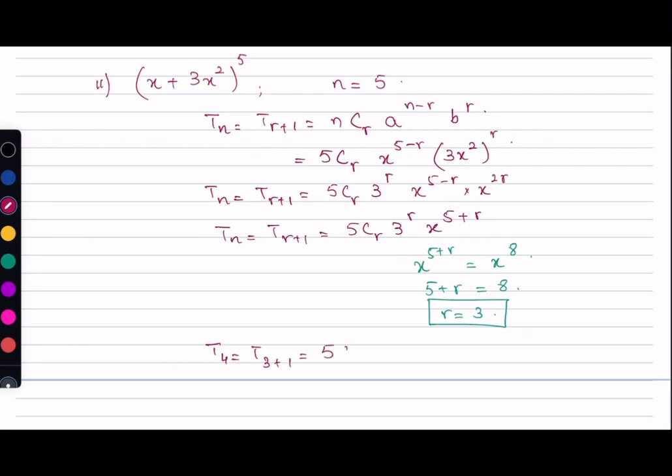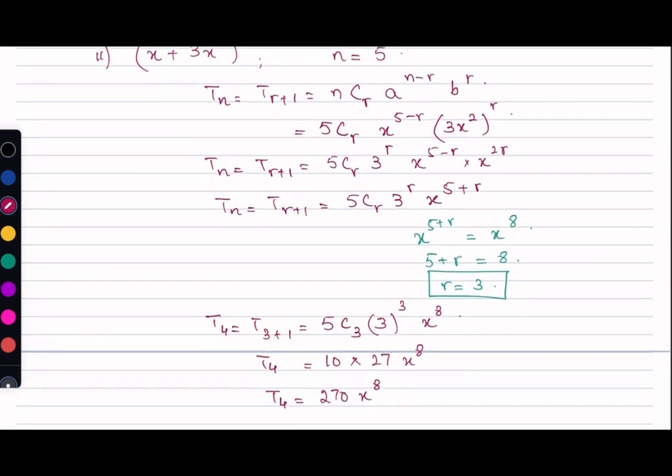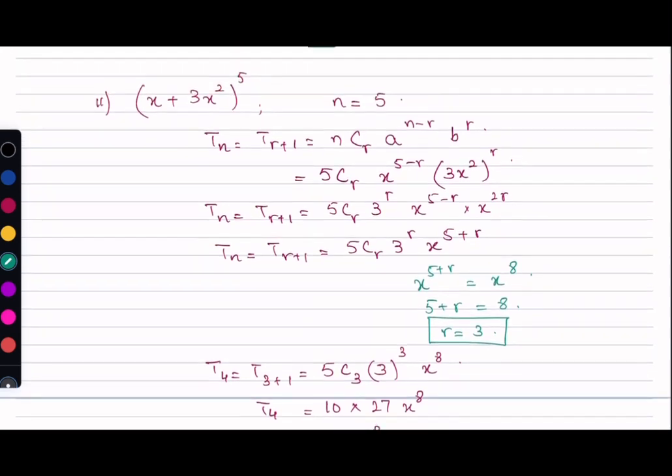So 5c3, and 3 to the power 3, x to the power 5 plus 3, giving me an 8. So T4 shall be equal to 5c3, and 5c3 then is going to be 10 times 27 x to the power 8, or I can say that the fourth term here is going to be 270 x to the power 8. This then shall be the answer for the coefficient of x to the power 8 in the expansion of (x plus 3x squared) the whole to the power 5.